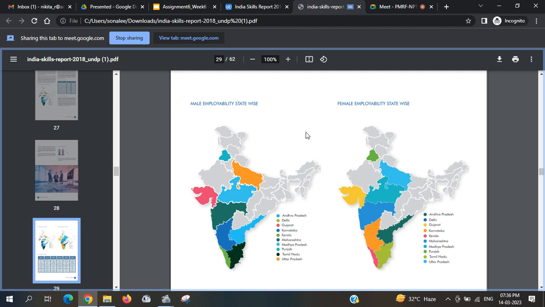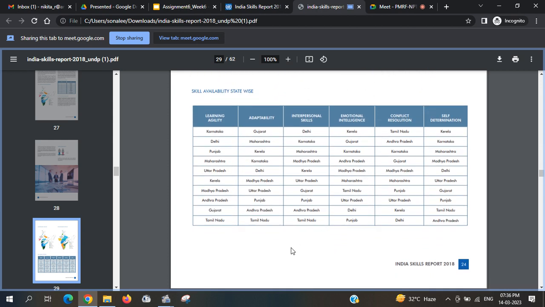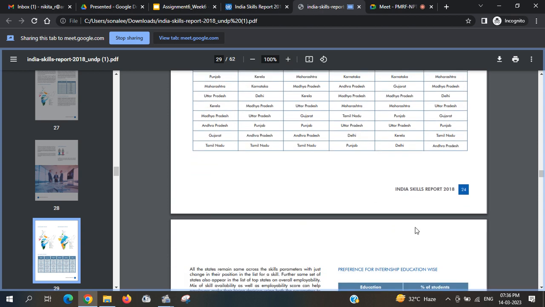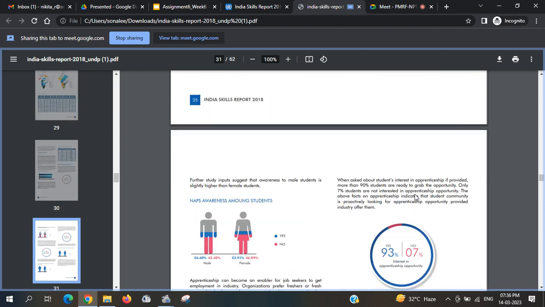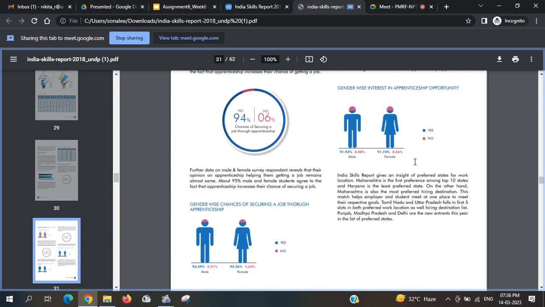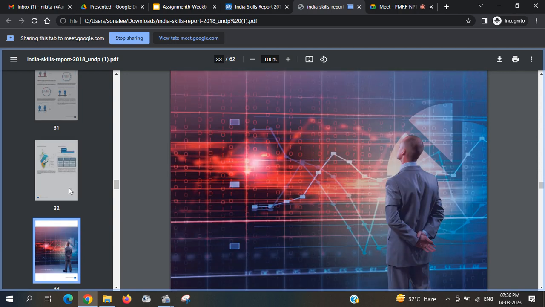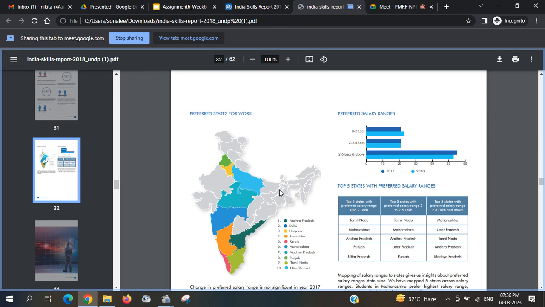So male employability state wise and female employability state wise. And then skill availability that is present state wise, so based on different skills, so based on learning agility, then adaptability, then interpersonal skills, emotional intelligence, conflict resolution, self-determination, etc. So these are all the different things that this report discusses. So if you want to see further, you can take time and see this report as well.